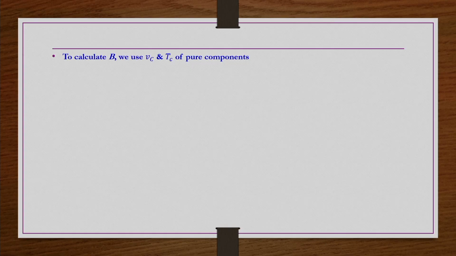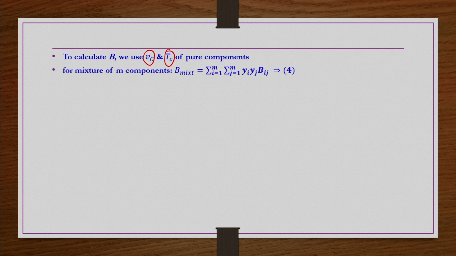So, now if you want to calculate B from the McGlashan and Potter correlation, what do you need? You need Vc and Tc of the pure components, right, because on the right hand side you have T by Tc, and on the left hand side you have B by Vc. So, Vc you need, Tc you need, and then at the required temperature you can calculate the B information for pure components, right.